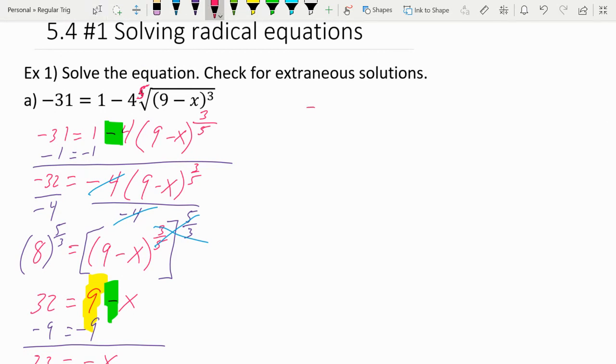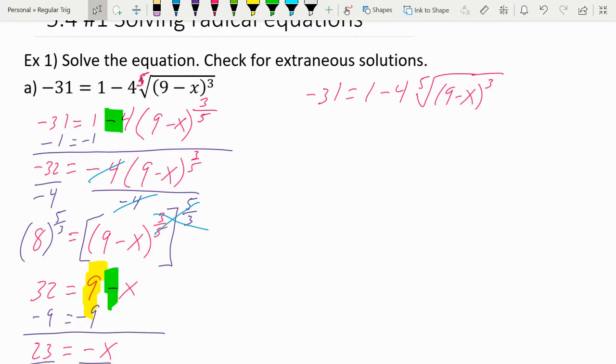So back to the original problem, -31 is equal to 1 minus 4 times the fifth root of 9 minus x raised to the third power, all right? And we ended up with x equaled -23. All right. So what I'm going to do is I'm going to plug that in and check to see if it worked.